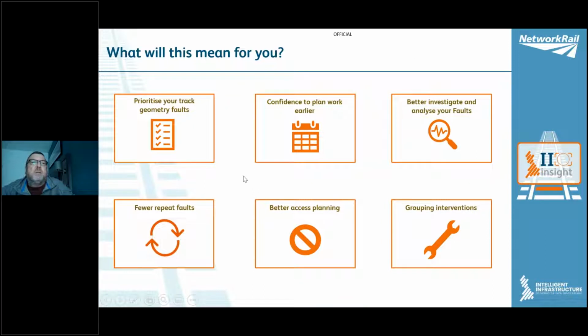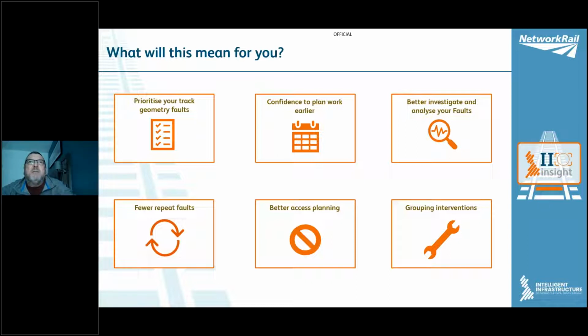So for an engineer, what does this mean? Through the tool and through risk calculation scores in the tool, which give an idea of which particular defects are heading towards service affecting failures the soonest, it helps them, where there are limited resources and limited access opportunities, to prioritize their track geometry faults.